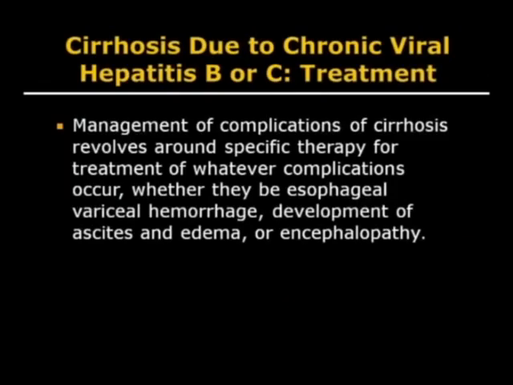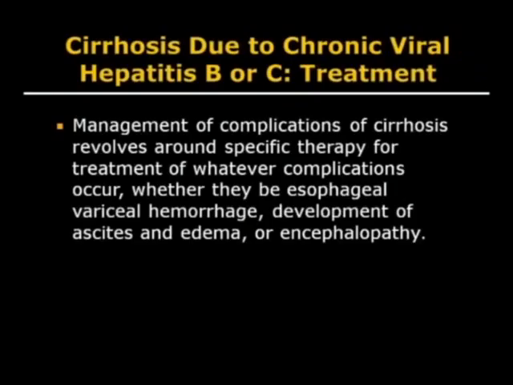Management of complications of cirrhosis revolves around specific therapy or treatment of whatever complications occur, whether they be esophageal variceal hemorrhage, so the management is usually surgical to tie the bleeding vein; development of ascites, withdraw the fluids, okay, paracentesis; and edema. Usual management is to give diuretics, and for encephalopathy to give lactulose to remove ammonia in the intestine.